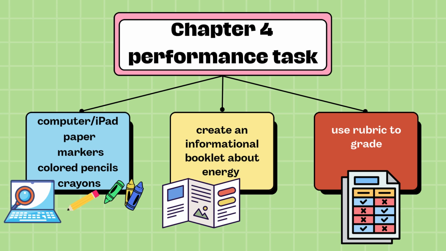In Chapter 4's performance task, students will create an informational booklet that defines each type of energy and provides examples of how and where we use them in everyday life. You can find detailed instructions for this activity in the Chapter 4 guide located in the second 9 weeks folder.